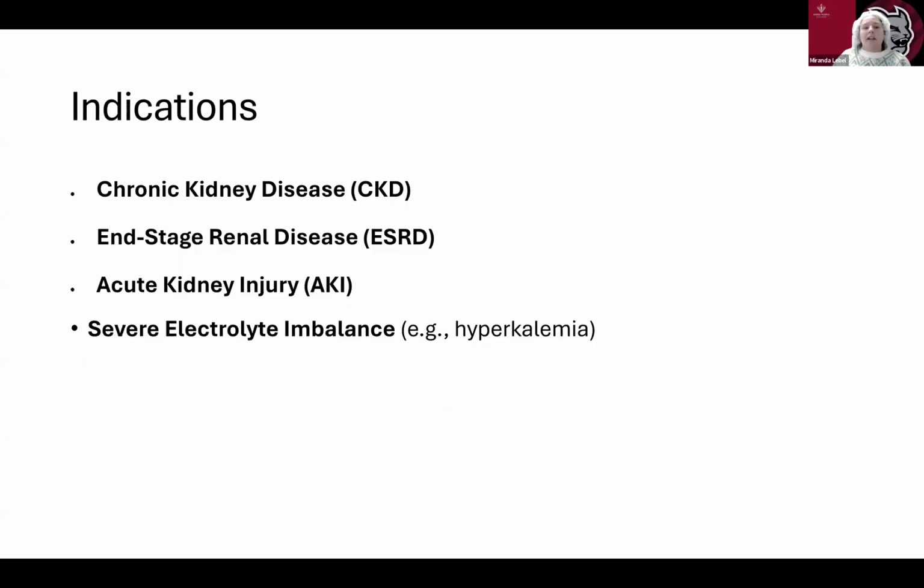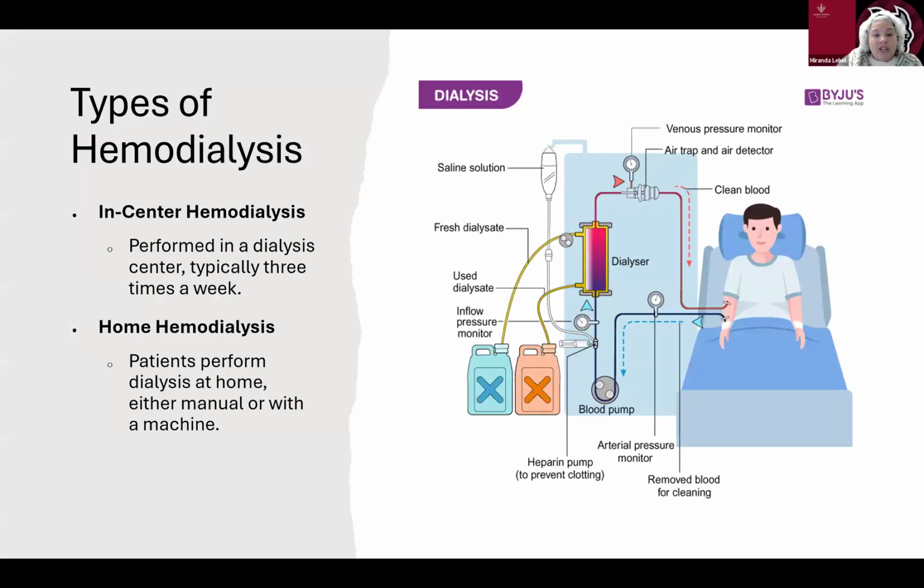Indications are going to be the same: chronic kidney disease and end stage renal disease, except for we can use hemodialysis for acute kidney injury. And then we can also use it for severe electrolyte imbalance. Those two are emergent indications, and we can absolutely use it for that in the hospital setting. We have two types. We have an in-center hemodialysis and a home hemodialysis. So the in-center is going to be performed in a dialysis center, typically 3 times a week. And the home dialysis, patients can perform this at home, either manual or with a machine. And this is just a little infographic on what's happening.